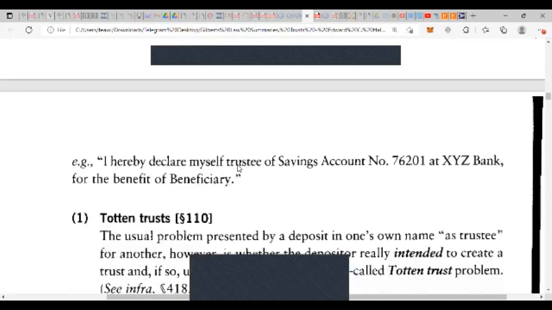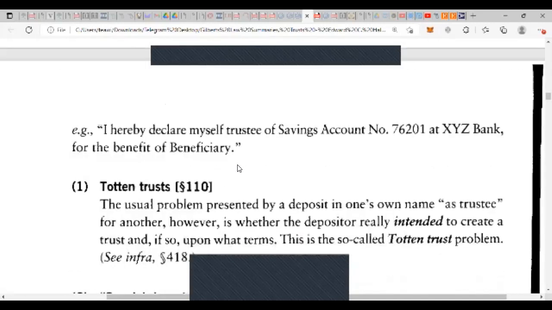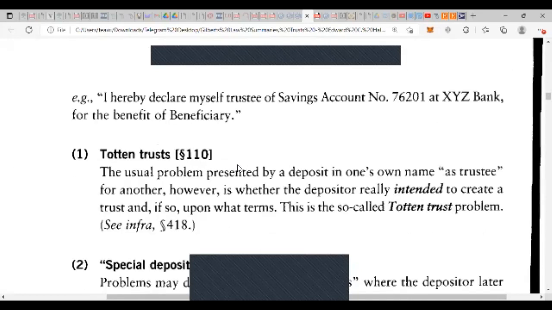such as: I hereby declare myself trustee of savings account number 76201 at XYZ Bank for the benefit of beneficiary.